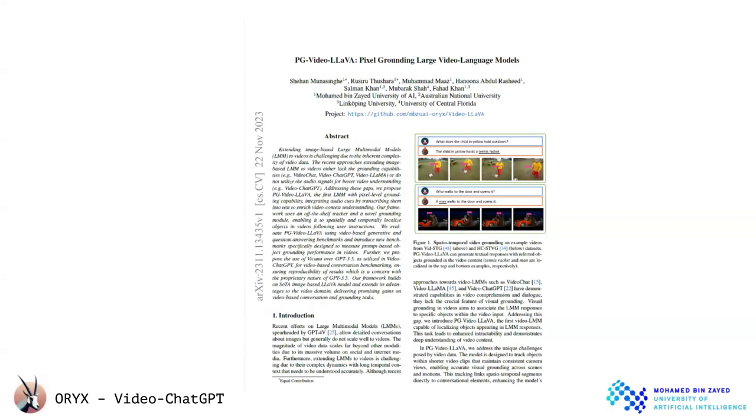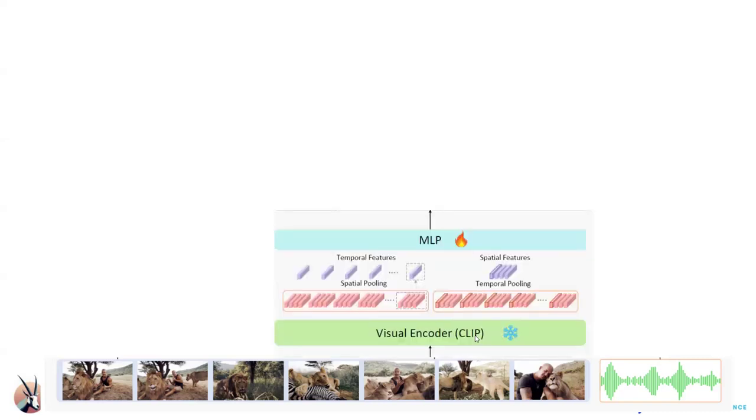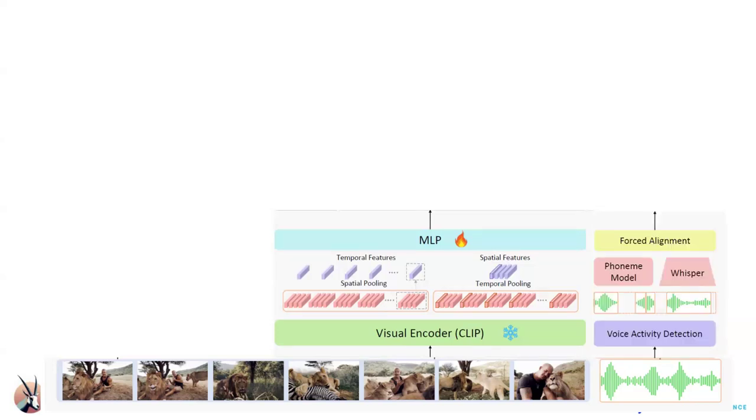Okay, so this is the paper which does the audio also, and it is called PG Video LLaVA, Pixel Grounding Large Video Language Models. I'll very briefly talk about this. Again, the idea is very similar: you start with the video frames, but in addition to video, you have audio here. Then you have the video encoder, and the voice activity detection to detect different activities happening in the audio, and then you find the phonemes and use Whisper from OpenAI, which converts the audio speech to text.